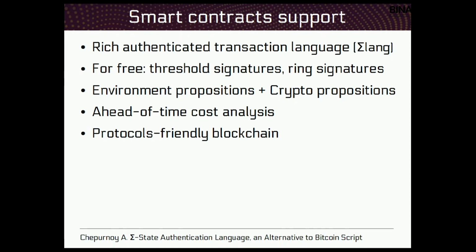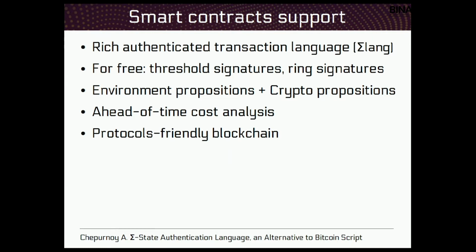The next problem I mentioned is smart contracts, and we don't like smart contracts like they exist now. Our idea is to build richer, authenticated transaction languages based on Sigma protocols, and it allows having threshold signatures, ring signatures, and so on for free. It's built on Sigma protocols, and it will have a combination of environment proposition and crypto proposition, like spend this money after some time, in transactions that have some money back, and so on.